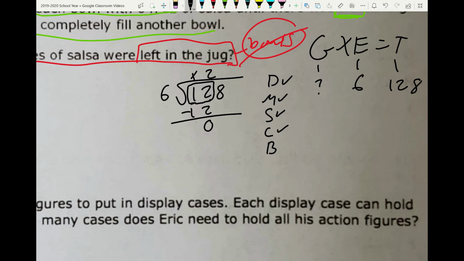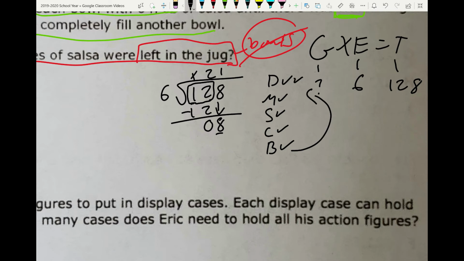Check, is my difference smaller than my divisor? Yes, it is. Now I need to bring it down. 8. Okay, my new number is 8 now. How many times can 6 go into 8? Okay, start all over. At least once.